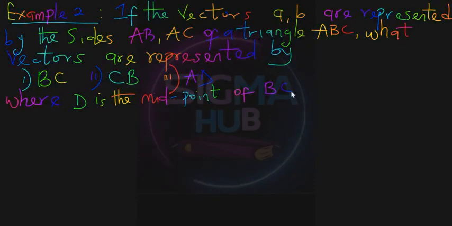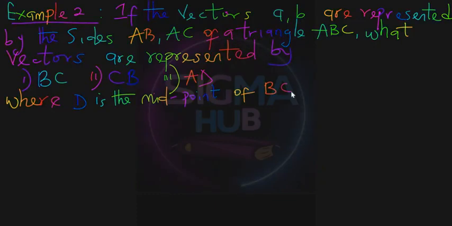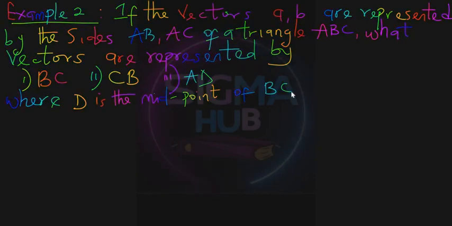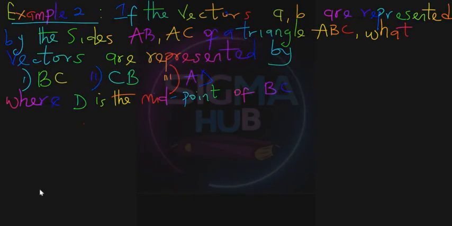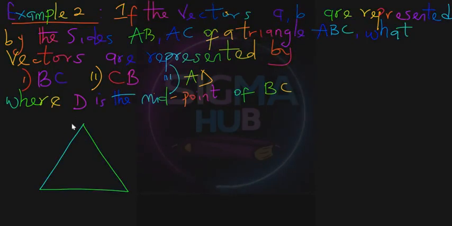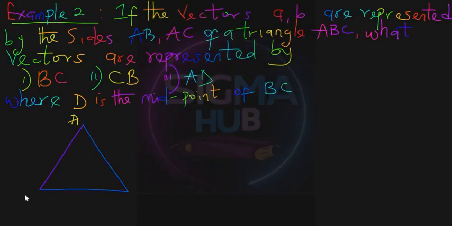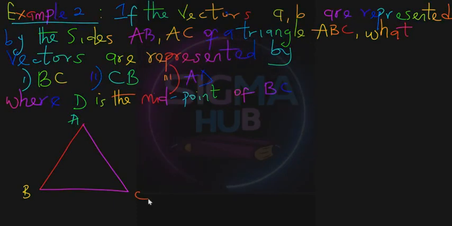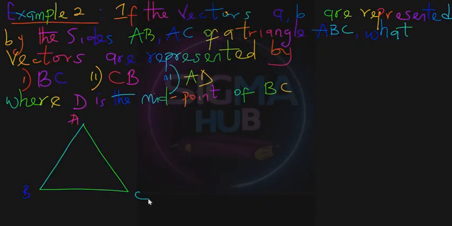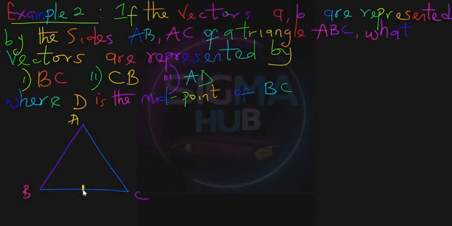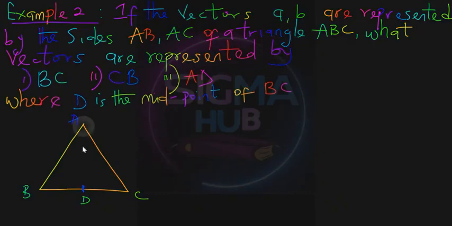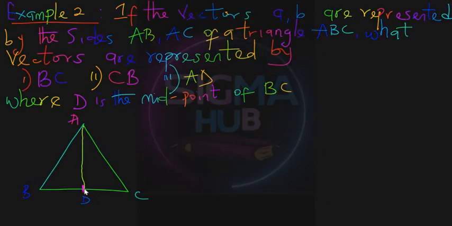To quickly do this, the first thing we need to do is draw the triangle ABC as stated in the question. I'm going to just sketch. So this is triangle ABC. Let me put A here, then B here, then C here. We are told that D is the midpoint of BC, so let's say this is the midpoint of BC. Let us represent it as D. So let me join A to D.